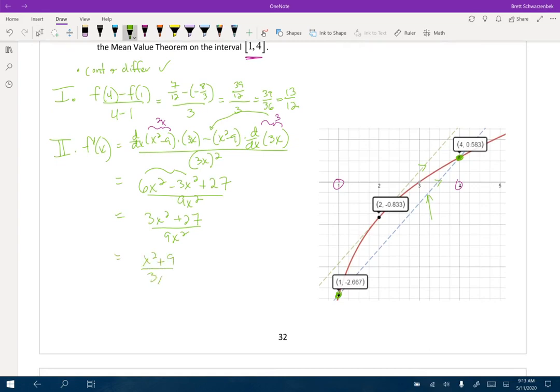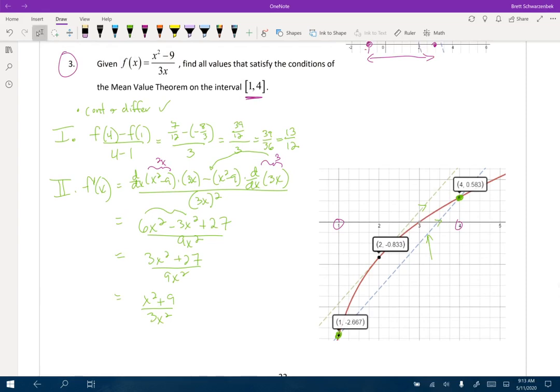Note, if for some reason this 27 was a 26, we would not be able to simplify that whatsoever. So only because all of the quantities are divisible by 3. So basically, so far we have this and we have this. This is the slope of the secant. This is the slope of the tangent. In our final step, what is the point of this? It's setting those two equal to one another. So that is exactly what I'm going to do.